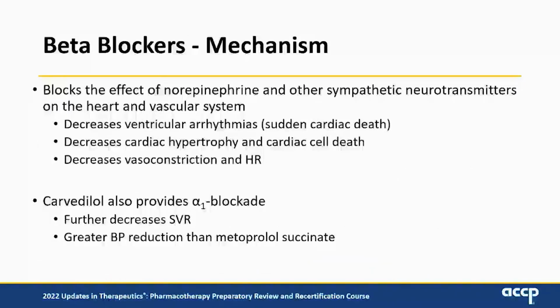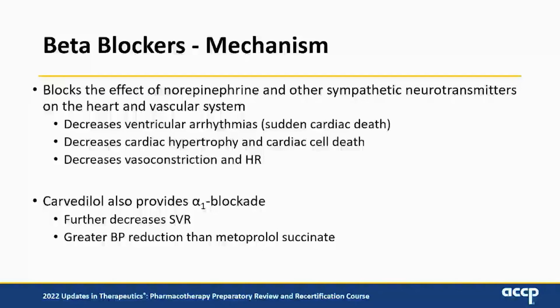Okay, so that covers our first box. We want to get all of our patients preferably on an ARNI, but maybe an ARB or an ACE. The next box is our beta blockers, which I'm sure you're also very familiar with. These block the effect of norepinephrine and other sympathetic neurotransmitters on the heart, and the reason this is helpful is they help decrease ventricular arrhythmias, decrease cardiac hypertrophy, and also decrease vasoconstriction, and of course they lower heart rate.